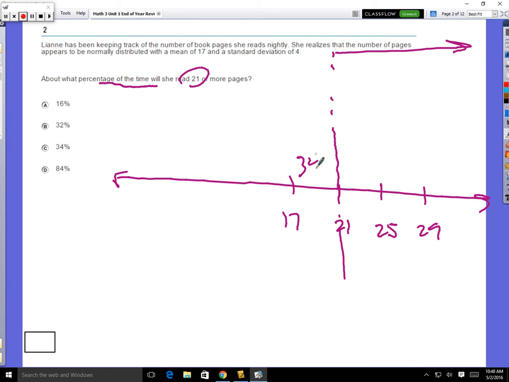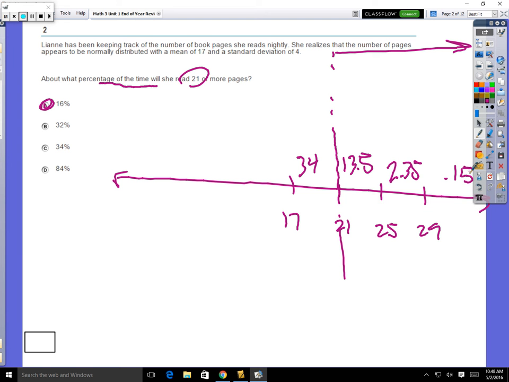Okay, 34% is between the mean and the first deviation. We just did this, it's going to be 16. 13.5 is there, 2.35 is there, and 0.15. If I add those three up, they give me 16. Okay, number 3.